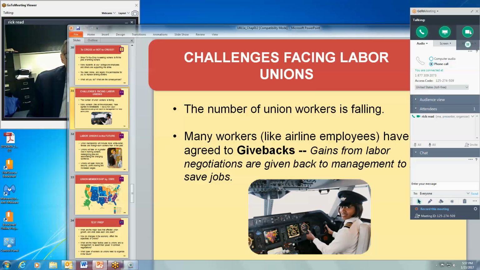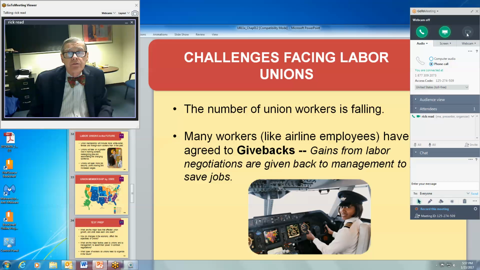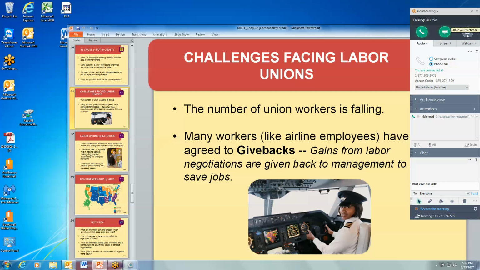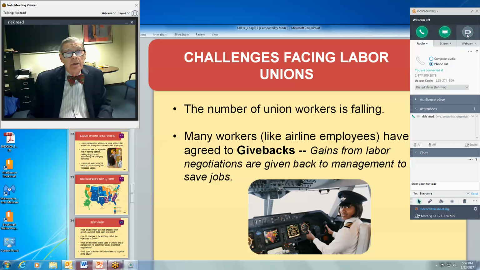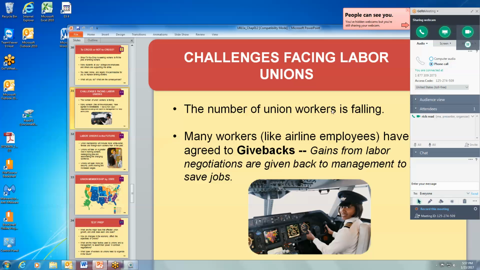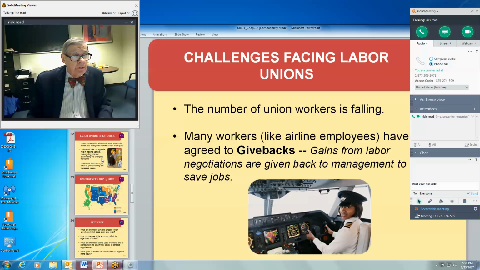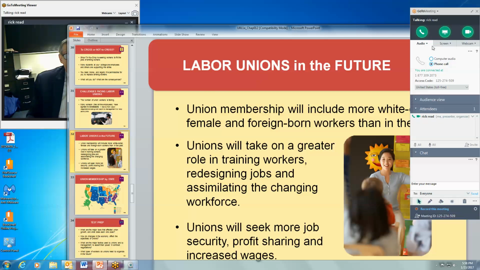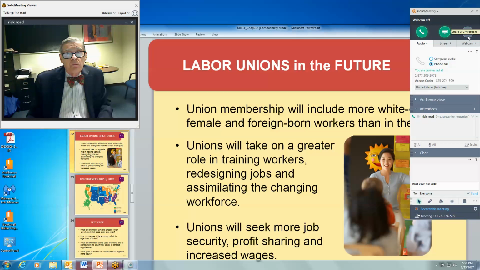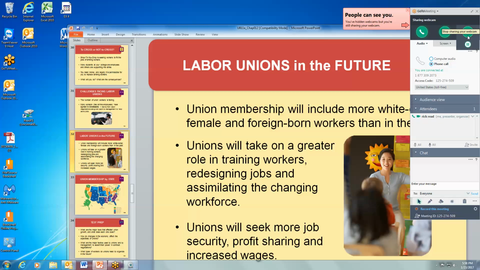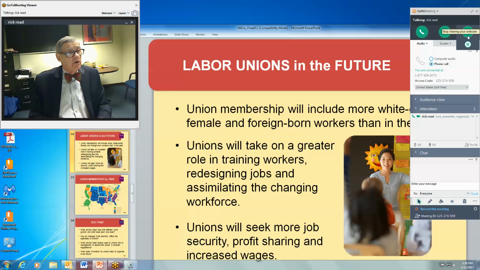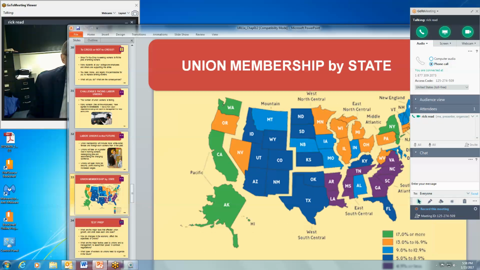These are challenges for unions. The number of people in unions is falling. Many workers have given back, primarily to keep their jobs. We're liable to see unions more in things like teaching assistants in colleges and universities, and perhaps residents and interns in hospitals. We just talk about union membership by state. We don't need to discuss that.